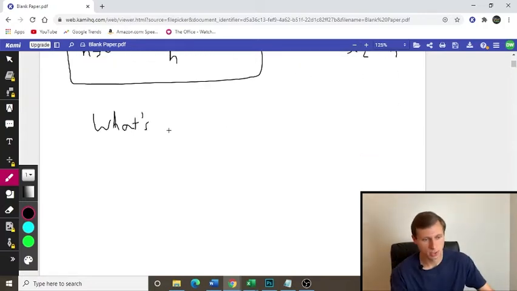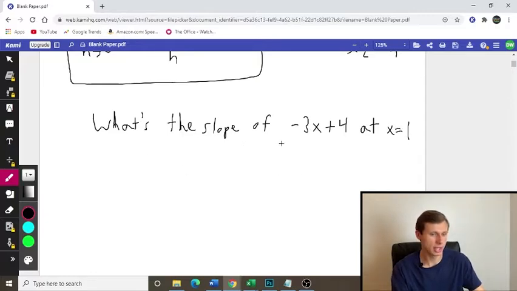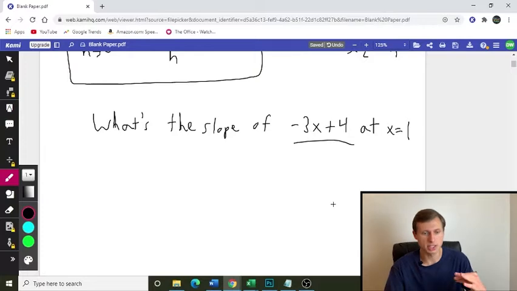What's the slope of negative 3x plus 4 at x equals 1? Okay? What's the slope of negative 3x plus 4 at x equals 1? By the way, we already know just by looking at this function, this is going to be a linear line, right? Like the slope is the same everywhere, and we know the answer should be negative 3. Here's how we would do it using the limit definition of derivative.